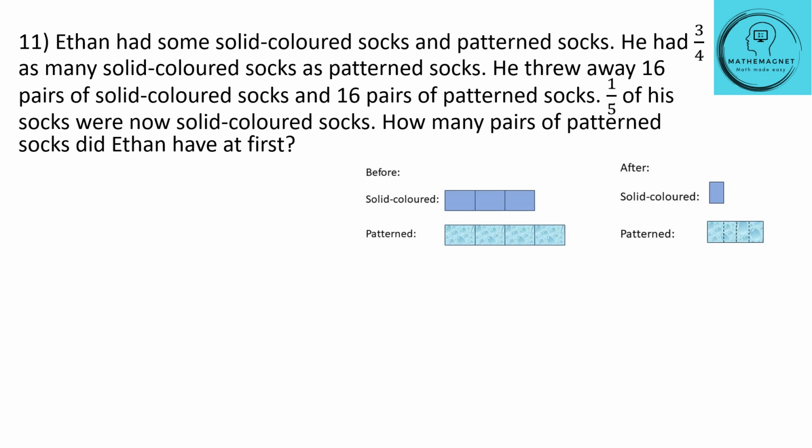How many pairs of pattern socks did Ethan have at first? Now this is the amount of socks that he is left with after throwing away 16 pairs of socks, each in solid colored and as well as in pattern. Now let's redraw this after model in such a way that you can understand it better comparing it with your before model. We know before model had 3 units and pattern socks had 4 units in before model.